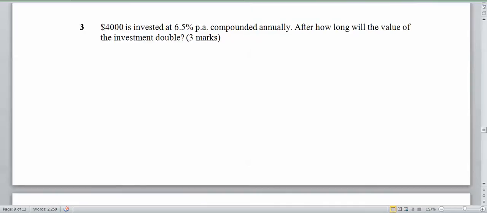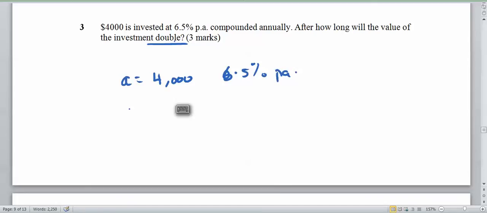Okay, so continuing on, we're looking at a question here. How long will it take for the value of the investment to double? First of all, we have to identify what this is actually asking. The biggest application of geometric sequences is compound interest. So we start with $4,000, compounded annually at a rate of 0.065, or 6.5% per annum. How long will it take for the investment to double?